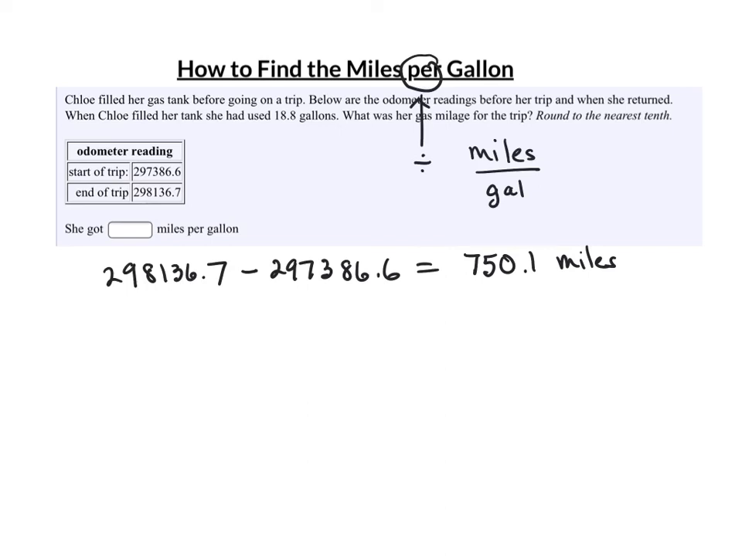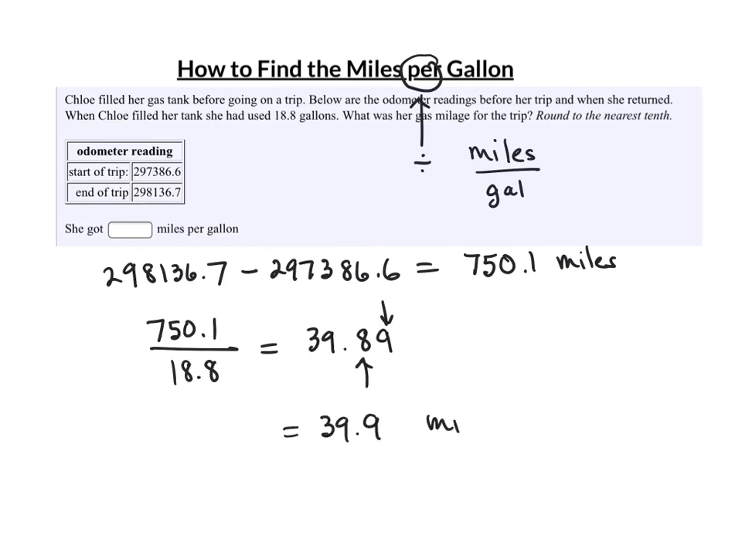Now we want the miles per gallon, so we'll take the miles, 750.1, and divide it by the gallons. That's 18.8. Divide those, we get the miles per gallon. The calculator says 39.89, and I'm going to round to the tenth. I only look one digit over. Since that number is bigger than 5, the 8 becomes a 9, and we get 39.9 miles per gallon.